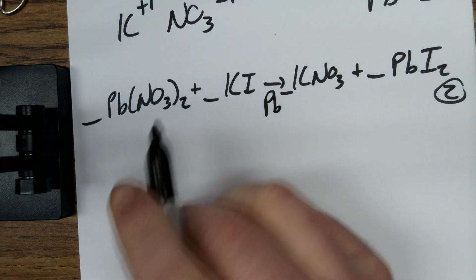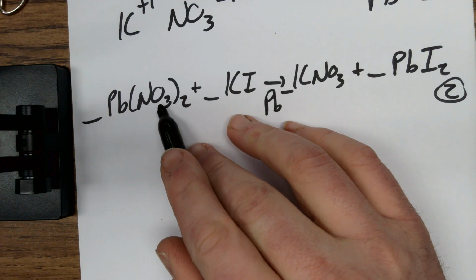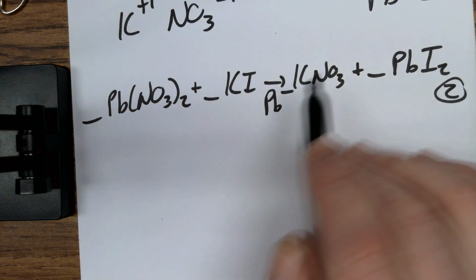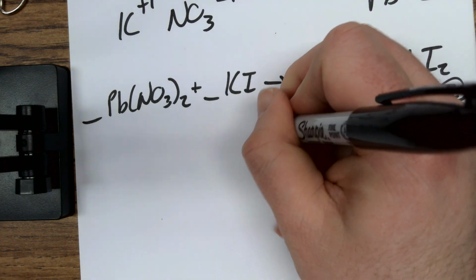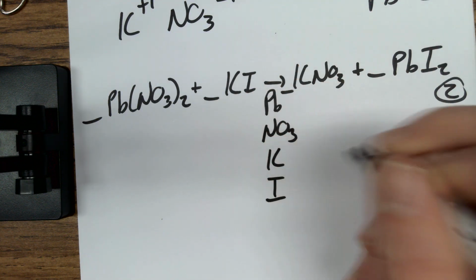Pb. Can I treat nitrate as one thing? Absolutely. I see nitrate over here, my reactant side. I see it over here on my product side. Therefore, I could treat it as one thing. NO3. Potassium and iodine.